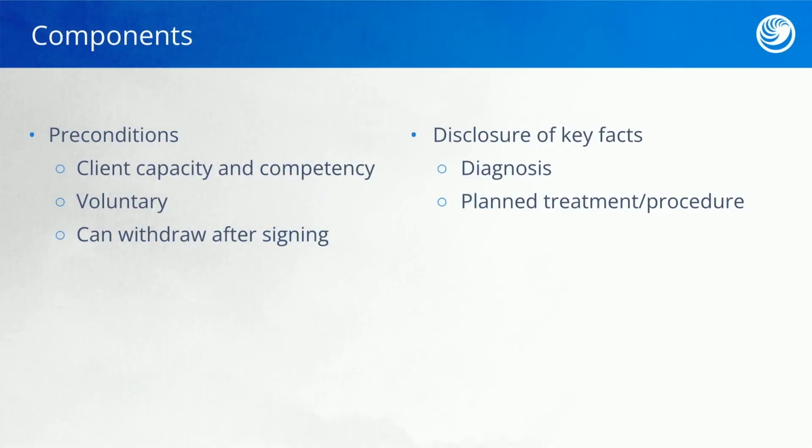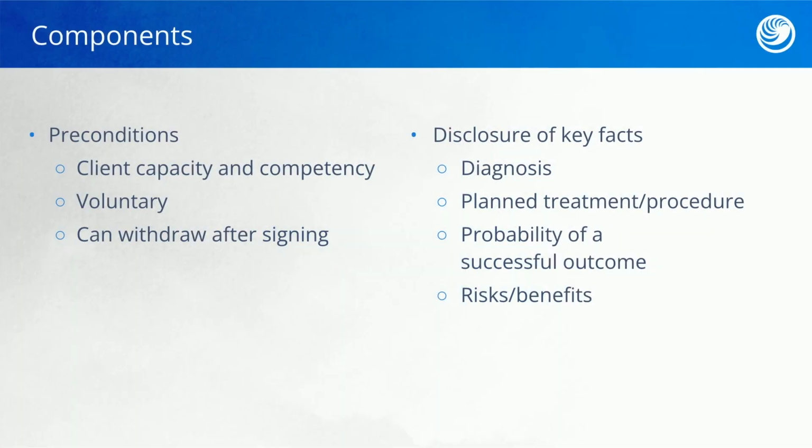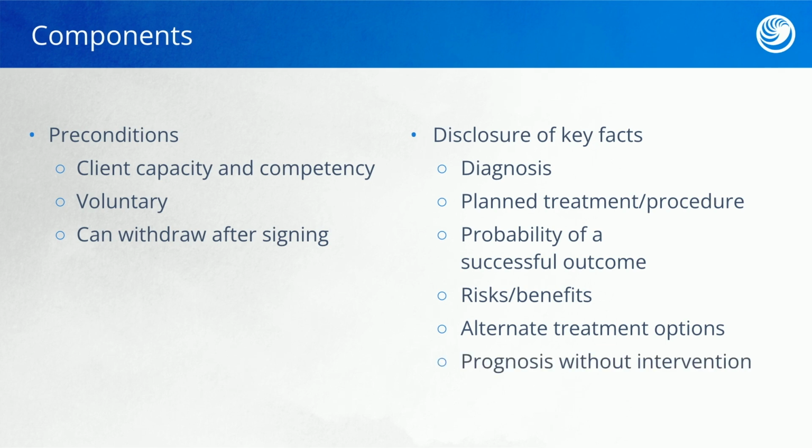The provider will talk about the probability of a successful outcome, what we expect to happen. Then the provider will also talk about risks and benefits. They'll talk about the most common complications. They won't go over every single complication, but the most common ones. They'll also go over rare and major complications like death. The provider will discuss with the client alternate treatment options and also prognosis without intervention. The client has every right to say no to a procedure or treatment. It should not have any bearing on the other supportive care that the client is receiving.